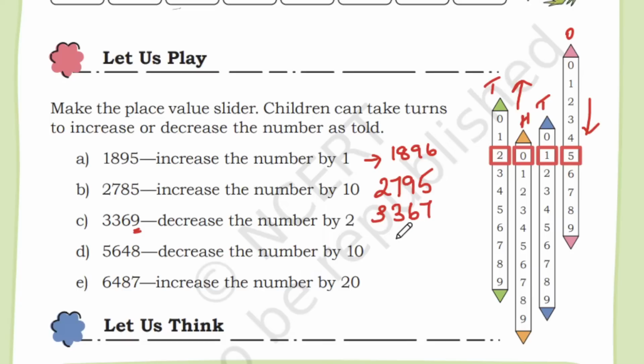Next, decrease by 10. If you decrease by 10, 5638. Okay, and increase by 20. You have to add 20. 8 plus 2 is 0, balance 1, 5 and 6. You will get 6507. Okay, you have to adjust this slider, but here I am not able to do it. But if you made a slider in the class activity, you can find this answer. This is like an activity thing.